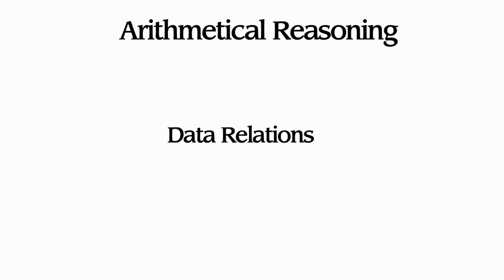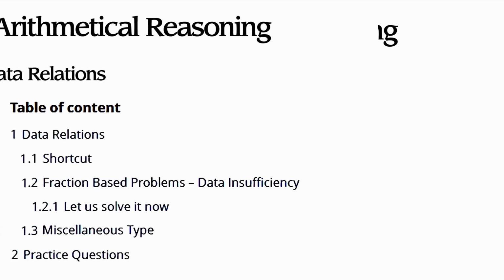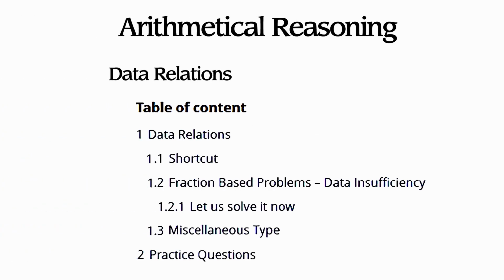First topic of arithmetical reasoning, data relations. Data relations are a subgroup of the arithmetic relations. This section in the exam paper has substantial weight. The questions in data relations are based on BODMAS rules. You will be given a couple of relations and asked to find some variable based on the relationship that you develop from the given data. This is how data relations work. Let us begin. Here we have some table of contents.